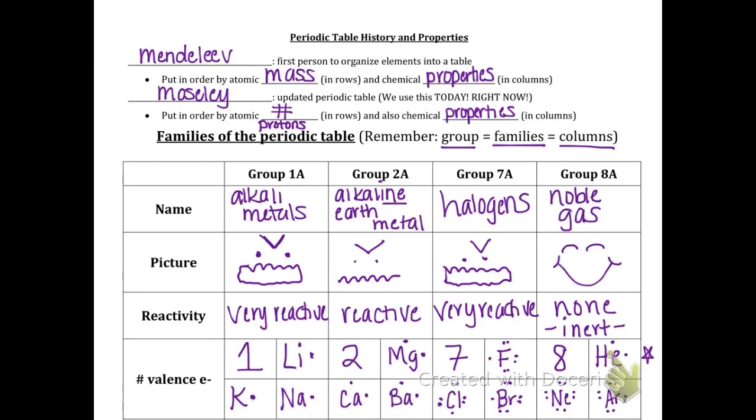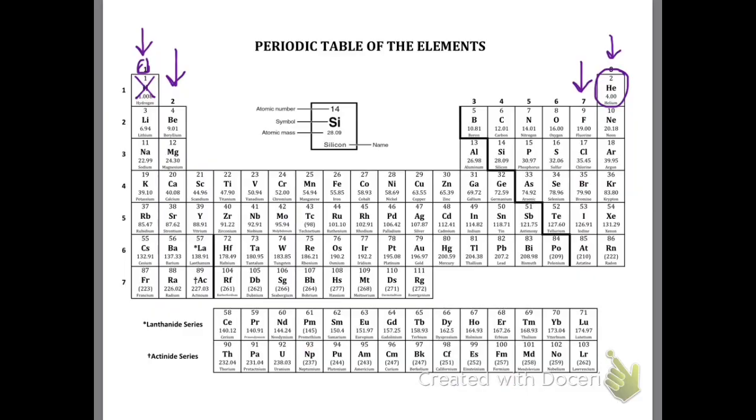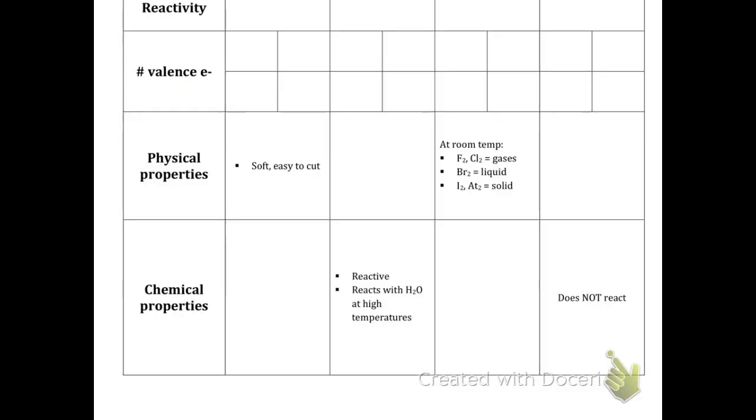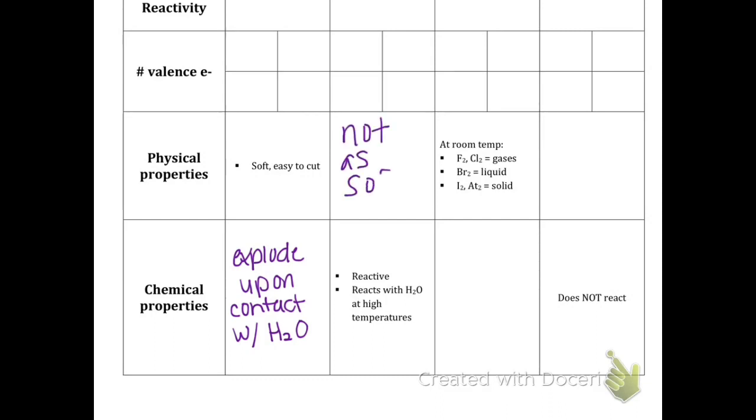All right, so let's talk about their physical and chemical properties. You don't have to know too much about them. Alkali metals are very soft and easy to cut. They do explode upon contact with water. So you watch a video about this. You'll see it in just a second. Alkaline earth metals are pretty close to alkali. They're just not as soft. They still react with water, but just not as much.